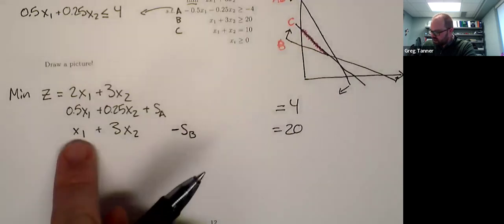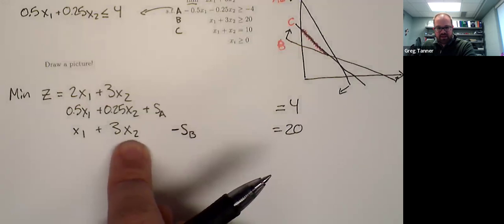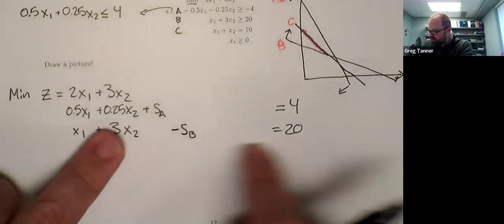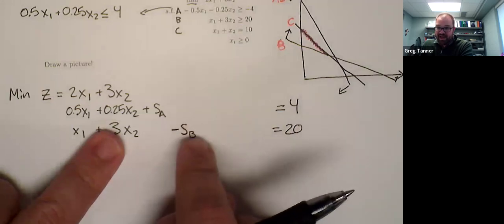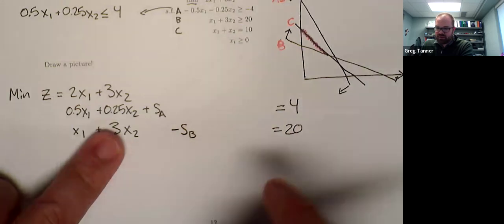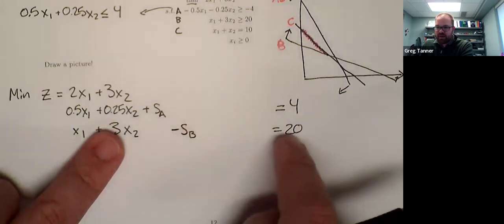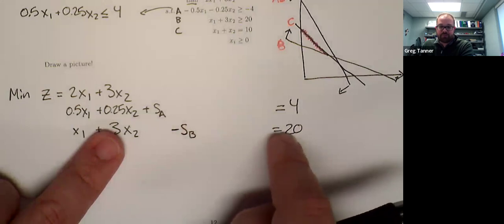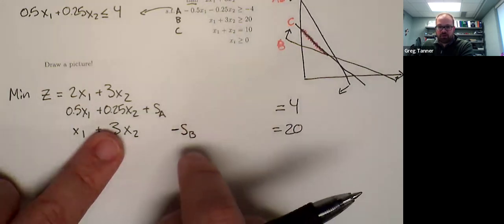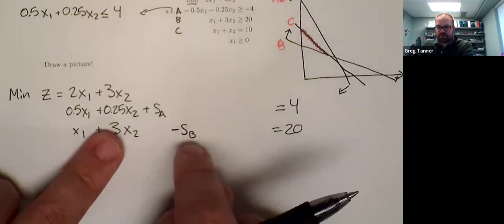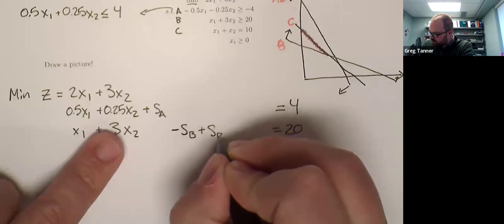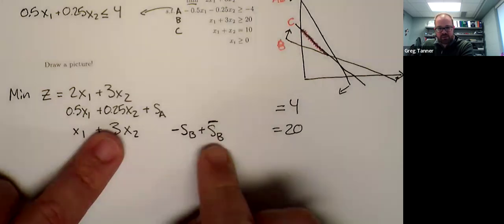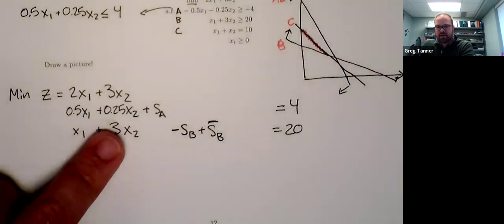Now, if I were to set x1 and x2 equal to 0, then I'd be left with negative SB equal to 20, or SB is equal to -20. But our surplus variable has to be greater than or equal to 0. We'll still have our non-negativity constraints. And so that would violate feasibility right from the beginning. So to account for that, when we have a greater than or equal to constraint, we also add in an artificial variable. I'll give it the same subscript, but with a bar over top of it to denote that it's an artificial variable.